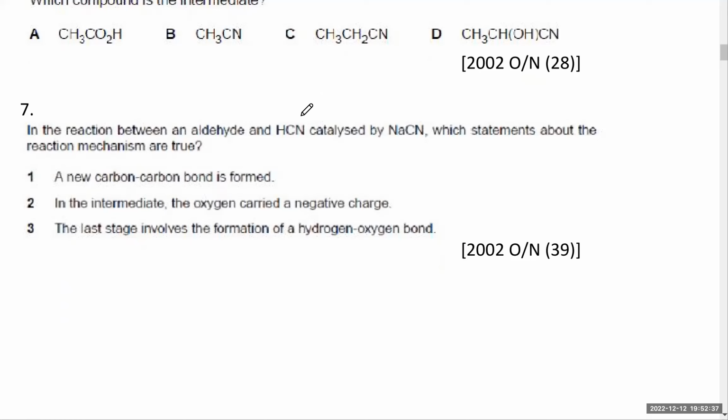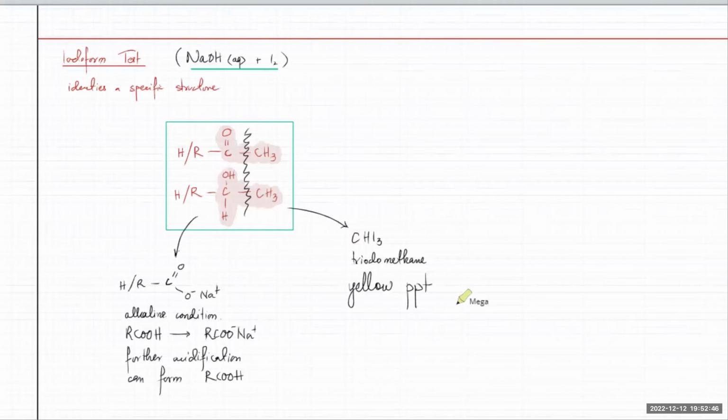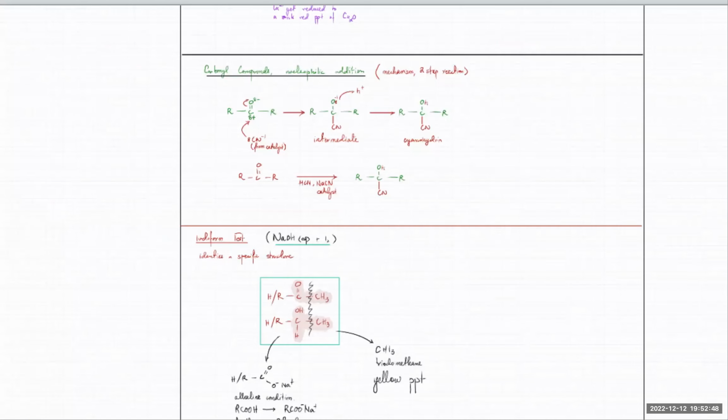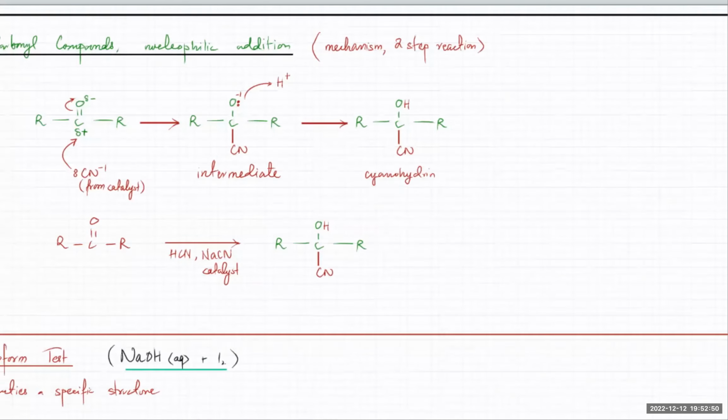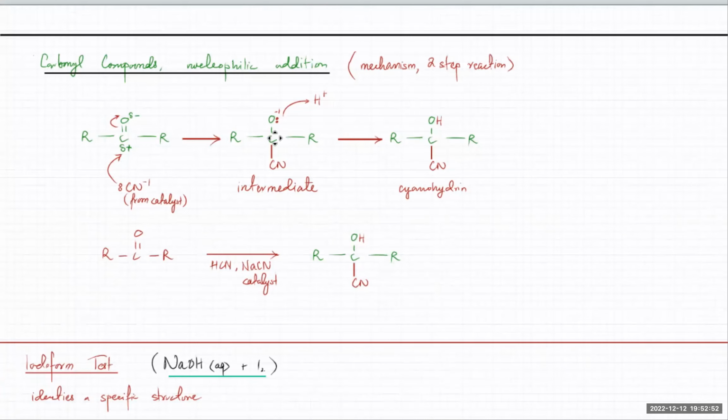In the reaction between an aldehyde and HCN catalyzed by NaCN, which statements are correct? A new carbon-carbon bond is formed. Is that true? So we did the aldehyde and the HCN and NaCN reaction. So a new carbon-carbon bond is formed over here. CN goes and bonds with the carbon, so that's a new carbon-carbon bond.